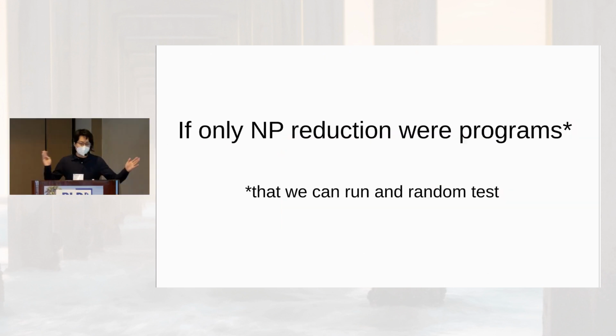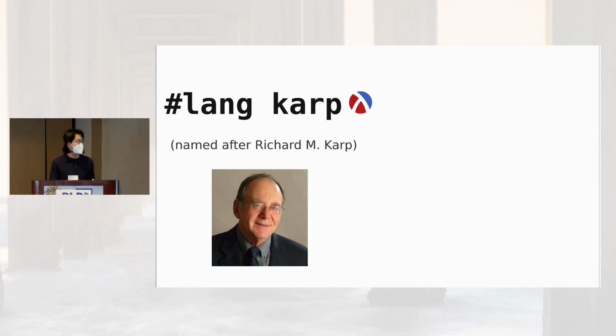So our life would be a lot easier if NP reductions were actually programs that we can run and randomly test. So we introduced Karp, a domain-specific language, pedagogically motivated, that helps people formulate reductions precisely and formally as programs that can be run, randomly tested, and debugged.